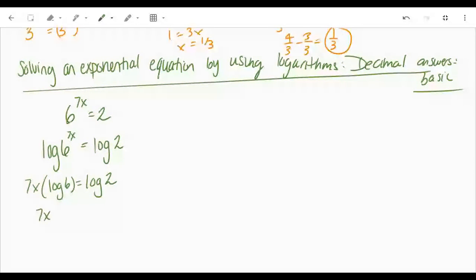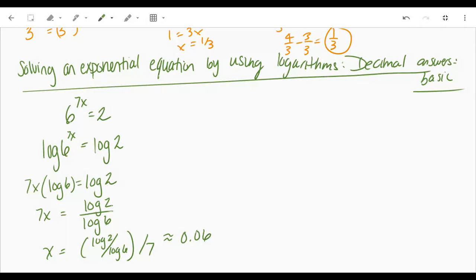So 7x would be log 2 over log 6. And so x, I'll do that on my calculator. Okay, I'll take log 2 divided by log 6, and then I'll divide that by 7. Okay, and you should get 0.06. Okay. All right.